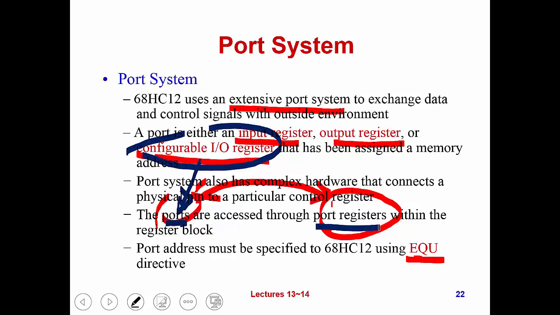Those port registers, where are they? They are part of the 512 registers. So in general, we use the help of EQU, as I showed you in the example, as well as I just showed you, for example, on page 179. In the same way we can change the setting of port registers so that the port systems can be configured in the way that we want.